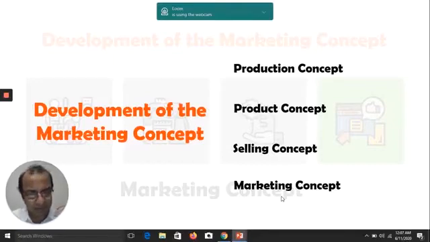I can tell you a difference between these concepts: production concept, product concept, selling concept, and marketing concept. These three, production, product, and selling, show marketing starts from inside the company. It means first we produce the product, then we try to sell it. On the other hand, marketing concept shows our marketing activity starts from outside the company. It means we go to the customers first, try to understand their requirements, and based on their requirements, we produce and deliver goods and services to the customers.